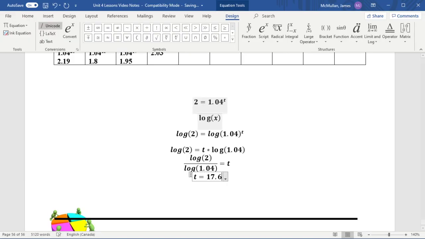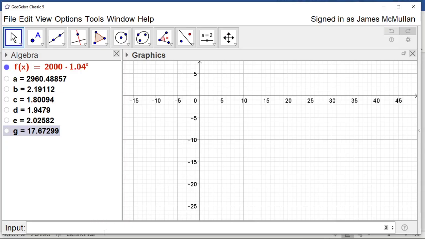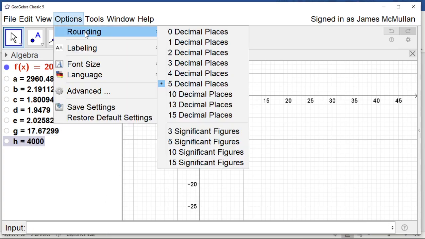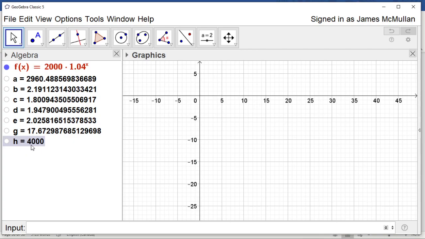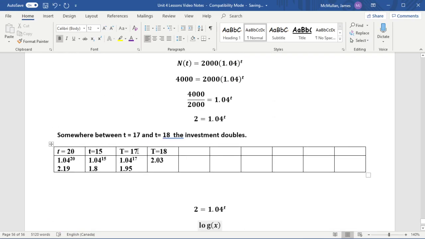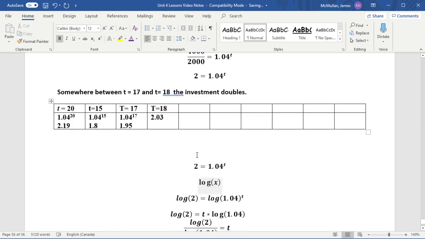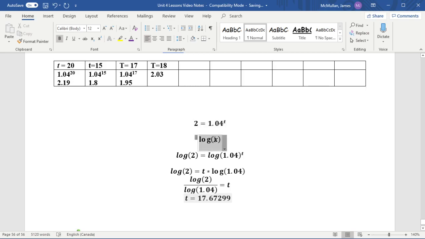We expected a number between 17 and 18, but now we can get the exact number, 17.67299. If I take that and plug it into the equation, it gives me 4,000 exactly, down to 15 decimals, because this is the exact value. So again, if you do it the guess and check way, that's all I'm expecting. If you can get it that way, you'll get full marks. If you're interested in how to get the actual answer, use the log button on your calculator. Take the log of the number you're looking for, and divide it by the log of your base. That will give you the exponent that you need.